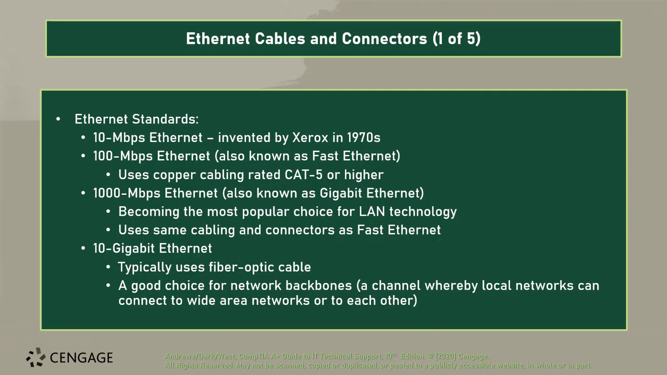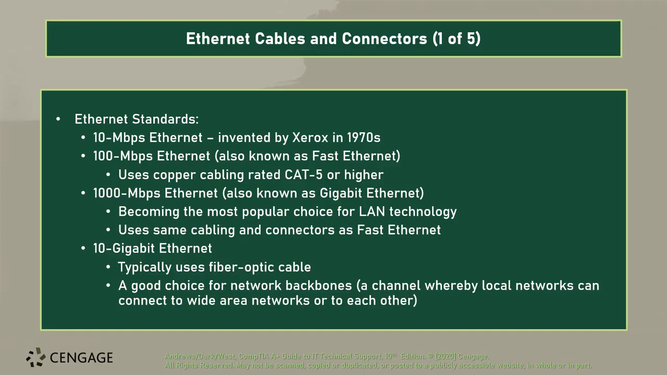Now, Ethernet, we're talking about cabling, is pretty far-reaching. It's been around since the 70s. 10 megabit per second Ethernet was invented by Xerox. They eventually upped it to where it was able to move at 10 times the speed, to where we got 100 megabit per second Ethernet, also known as fast Ethernet. That's the traditional stuff that you're mostly going to work with.